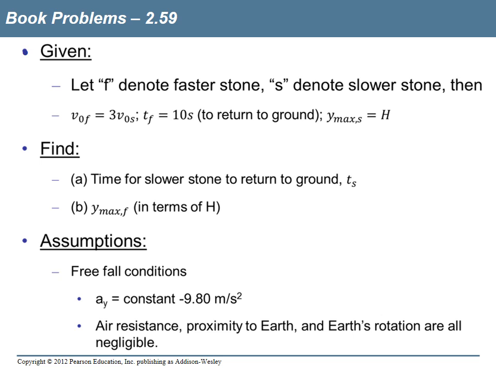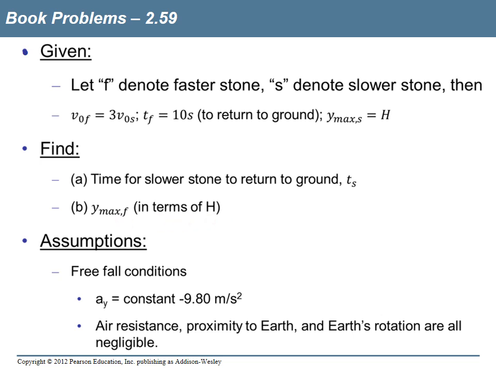The things that we're trying to find, and you want to use the same subscripts, the same notation that we used when writing out what was given to us, is the time for the slower stone to return to the ground, T S. This is what we're looking for. We're also looking for the maximum height of the faster stone, or Y max F. And we want this in terms of h, because Y max S was given in terms of h, we'll need to give Y max F in terms of h.